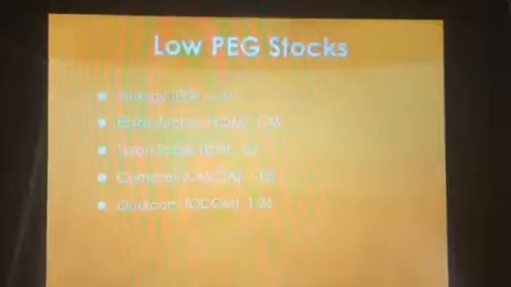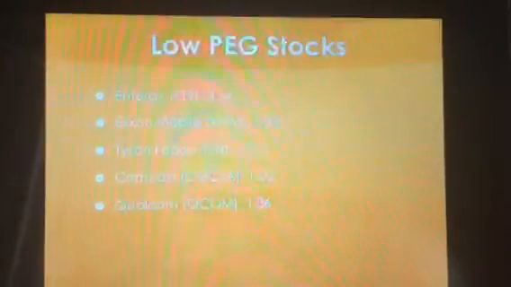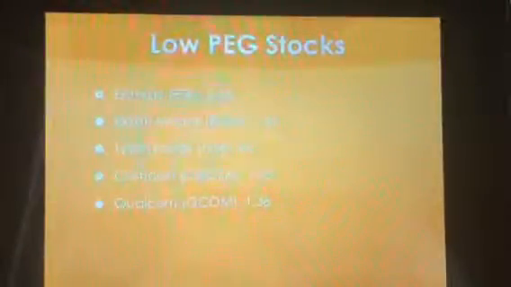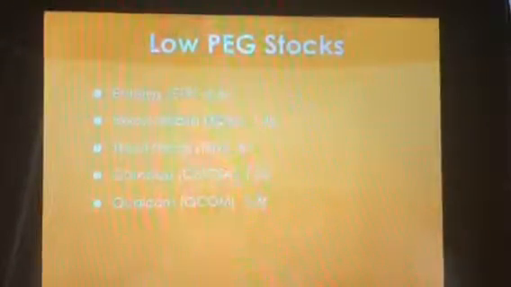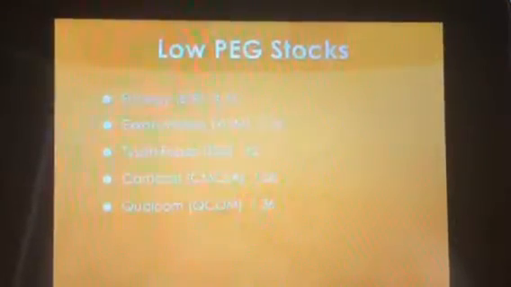And here are the low PEG stocks, the 5 lowest that we had in the portfolio. Energy actually had a negative 4.54, ExxonMobil at 1.36, Tyson Foods at 0.62, Comcast at 1.05, and Qualcomm at 1.36.